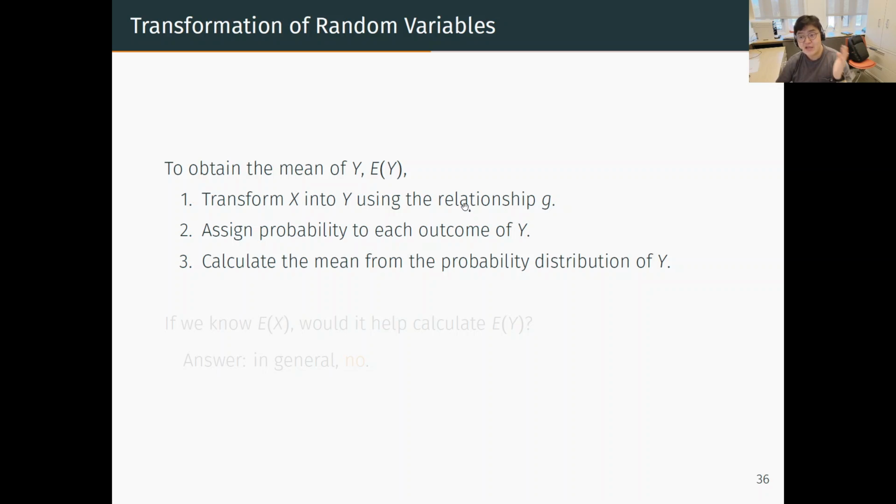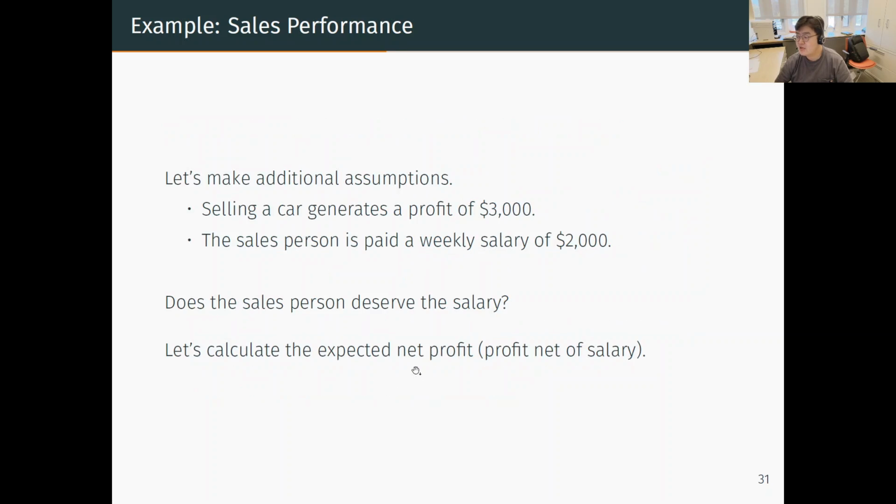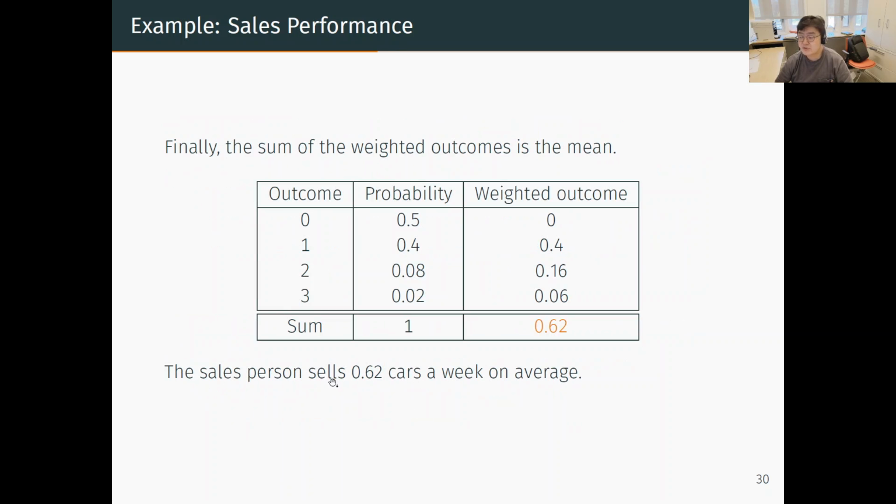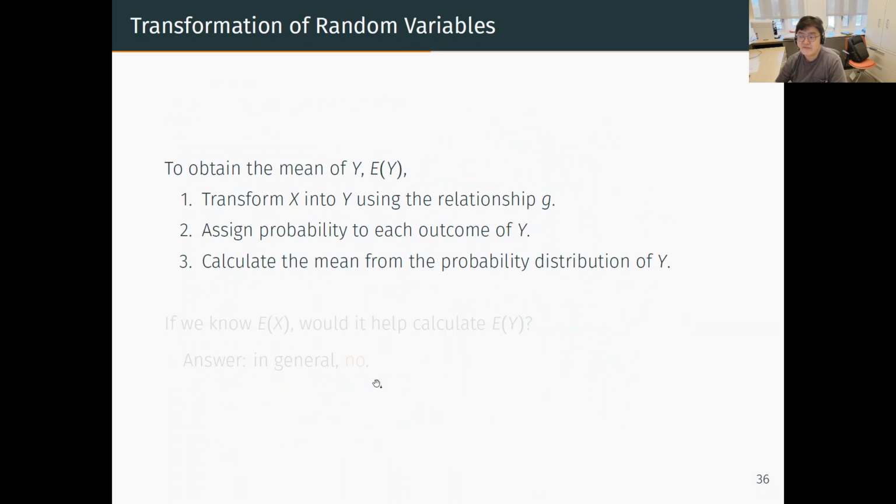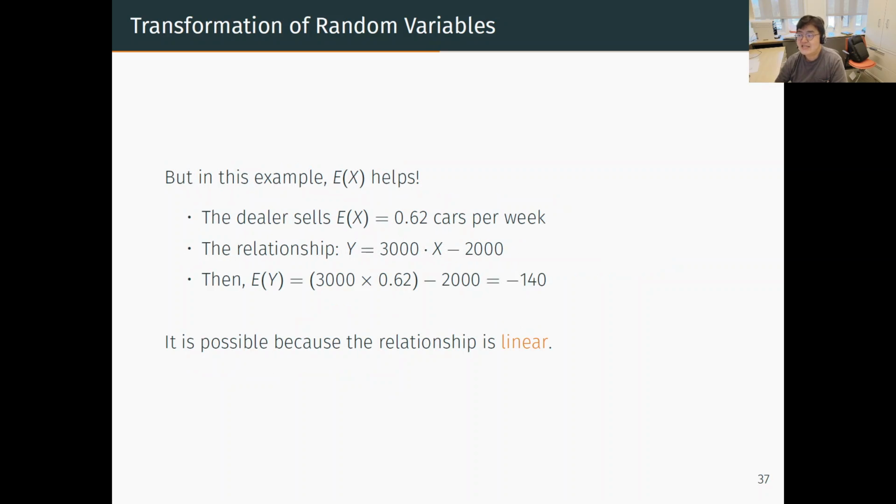But then a natural mathematical question is like this. Okay, if we know the expectation of X first, like we already calculated that the salesperson sells 0.62 cars per week. That is the average of X, right? This we already calculated. Is it possible to utilize this information to calculate the average profit? The answer is no. In general, unfortunately, no. But in some special cases, yes, it helps.